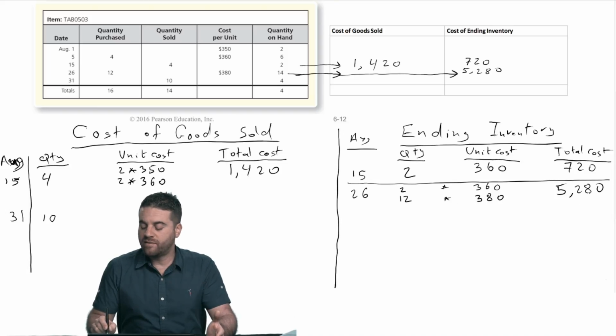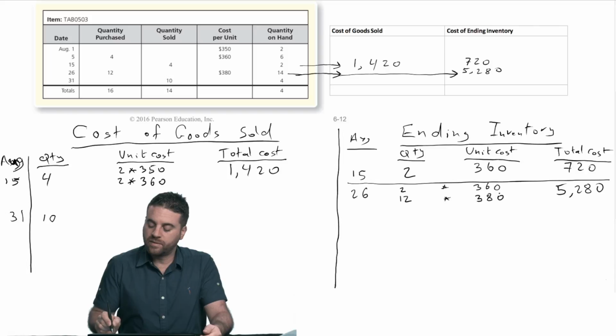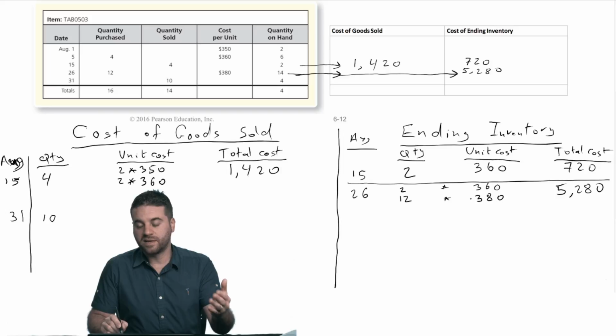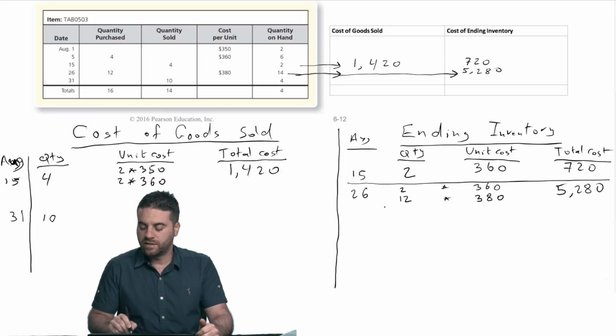So we have ending inventory that cost us 5,280, but that's not enough information to find out my cost of goods sold. I need to find out the breakdown for the 5,280. Where did that number come from? So we go back, look at the quantity. We have 2 units at 360 each, and 12 at 380. That's the information I will need to figure out my cost of goods sold for the sale I did right after that day.